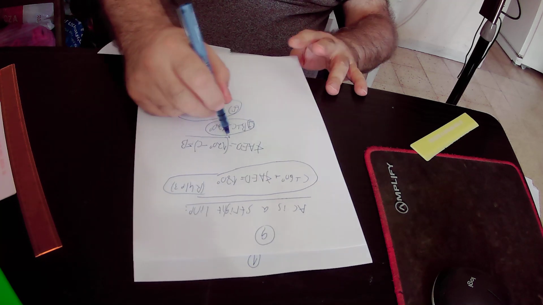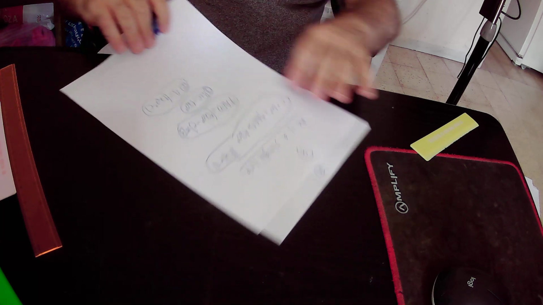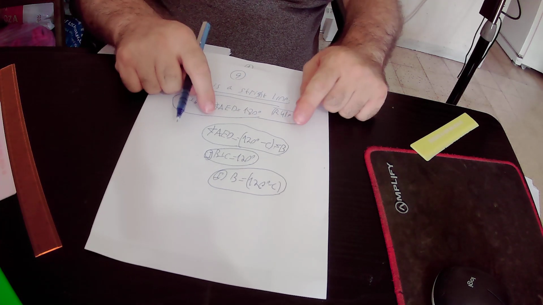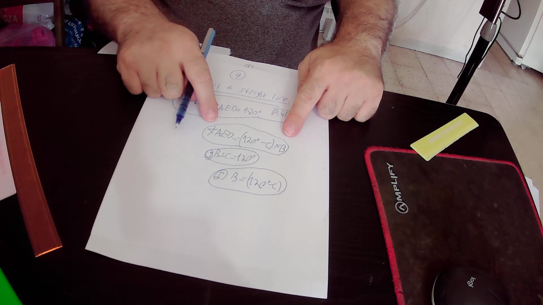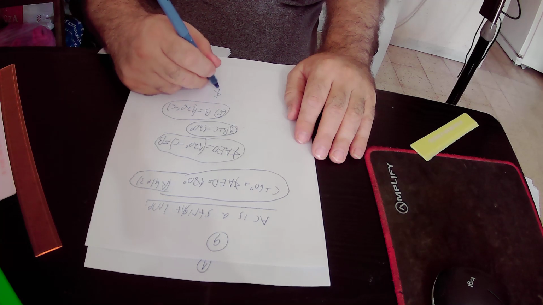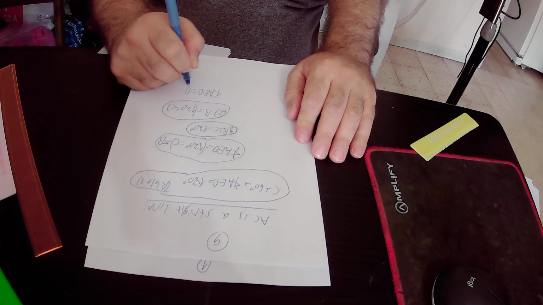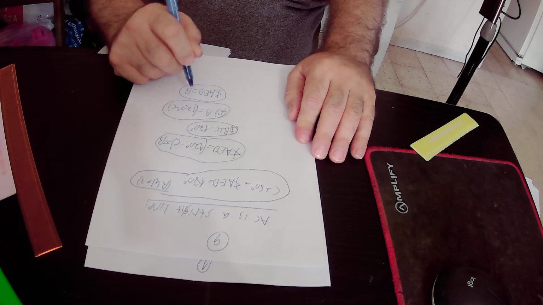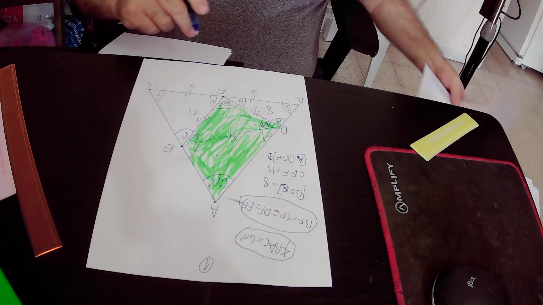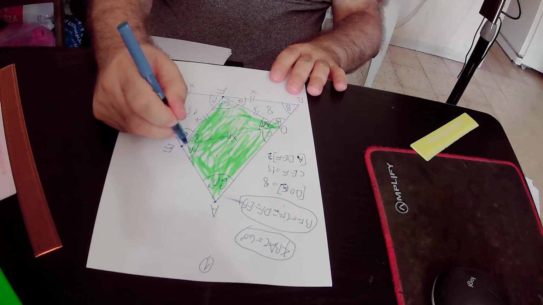So from this equality, we can derive that angle AED equals B. Again, angle AED equals B. So we can write here that angle AED equals B.